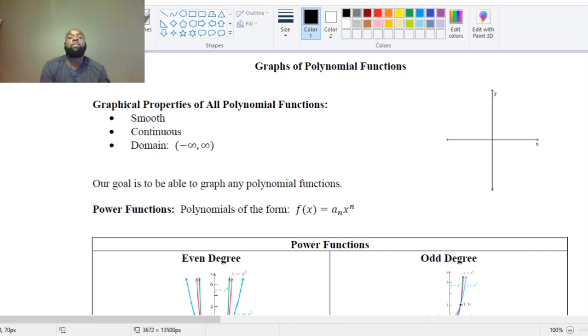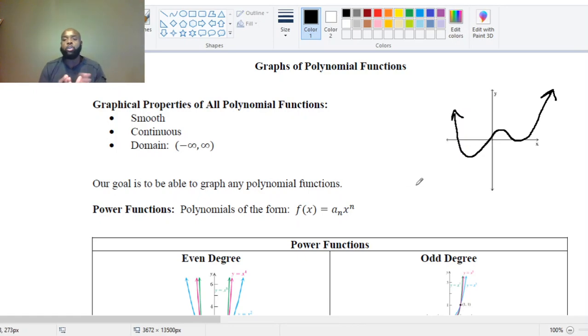Some of the properties that we want to know about polynomial functions, and this is going to be true of every polynomial function, is that the graphs of polynomial functions are smooth and continuous over the real number line. So their domains are from negative infinity to positive infinity. I'll draw an example of a polynomial function. For instance, I may have a function that looks like that. That will be typical of a graph of a polynomial function.